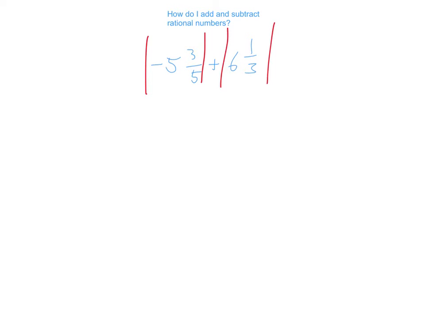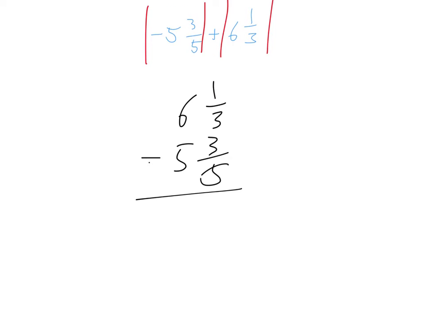I'm sorry, not add. You're going to subtract the fractions, putting the larger one on top, because although we're adding, they have different signs, so you want to subtract to find the difference. So let's go ahead and set that up. When you set this up, you always want to put the fraction with the higher absolute value on top so you can find the difference. That's why I put 6 and 1/3 above 5 and 3/5, because I knew it was greater.